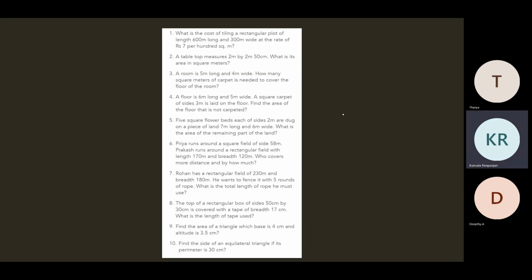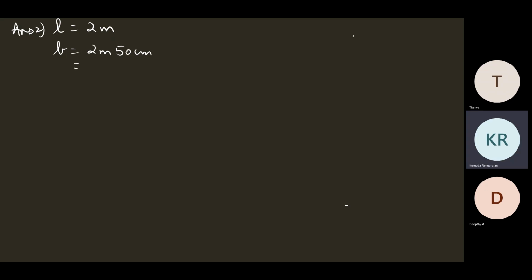A tabletop measures 2 meters by 2 meter 50 centimeter. What is the area in square meters? So I've actually not done this question, so should I write it down? Yeah, you can do that. Yes, ma'am. All right. It's a tabletop.